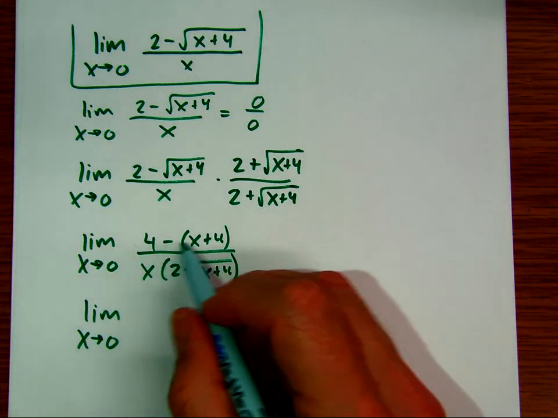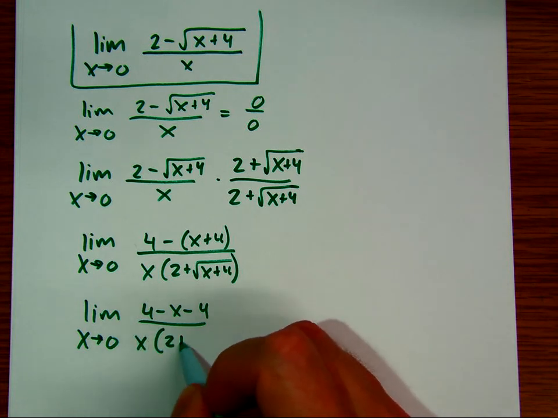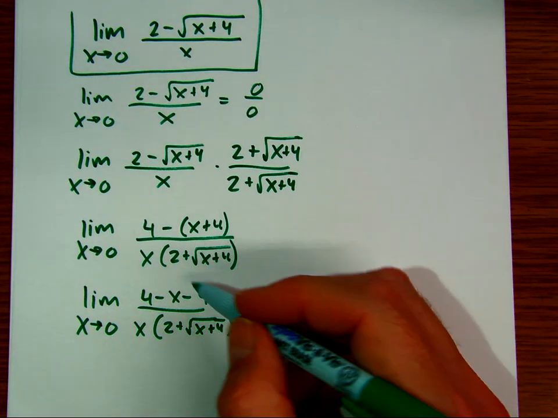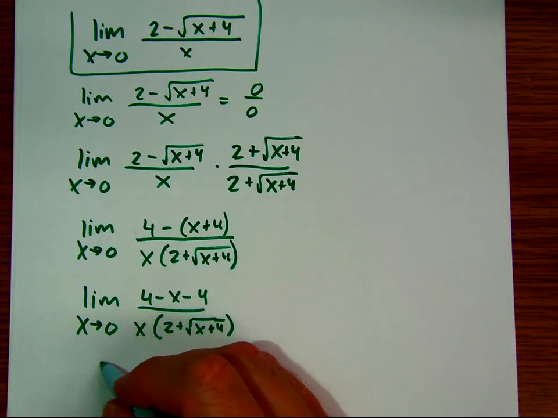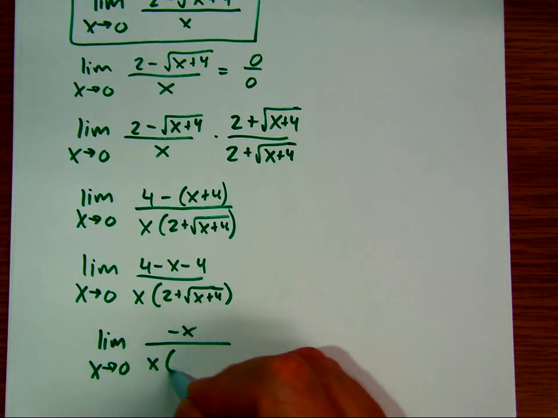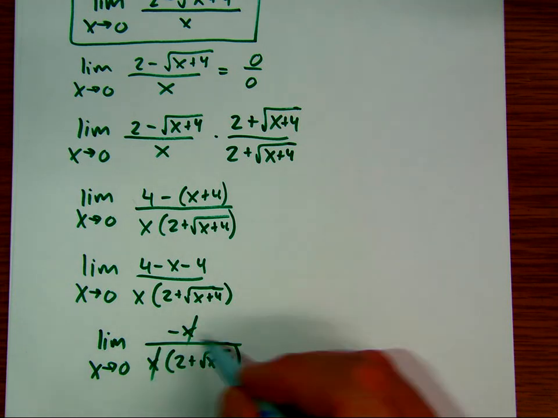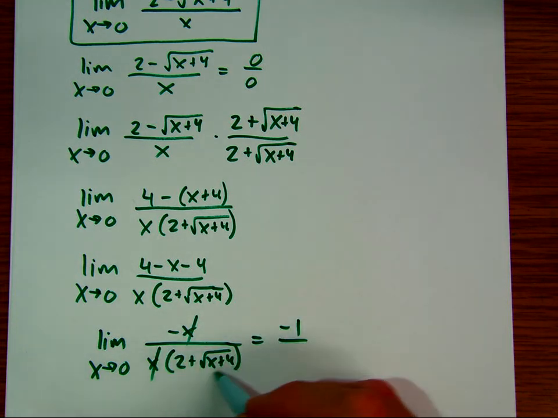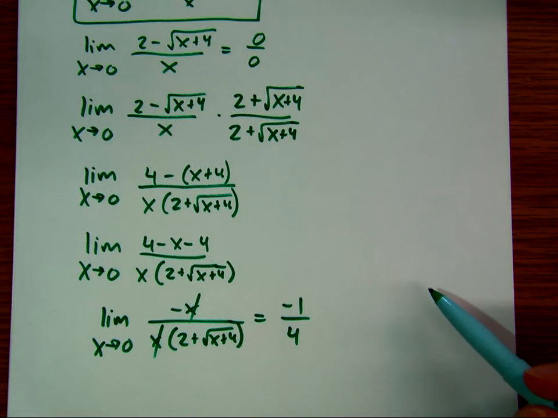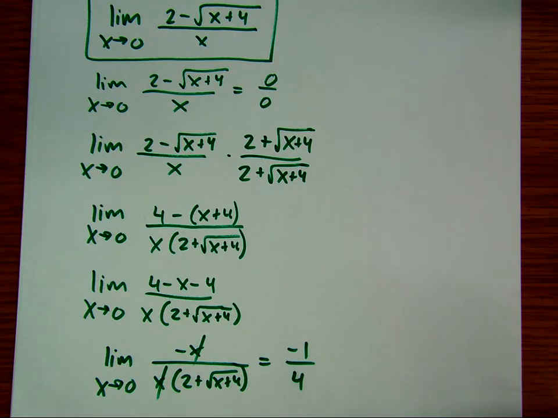Four minus x minus 4. So the numerator is just going to be a negative x. And they cancel. So we have a negative 1. And substituting a 0, we get a 4. Negative 1/4. And a removable discontinuity at 0. That's the end of that lesson.